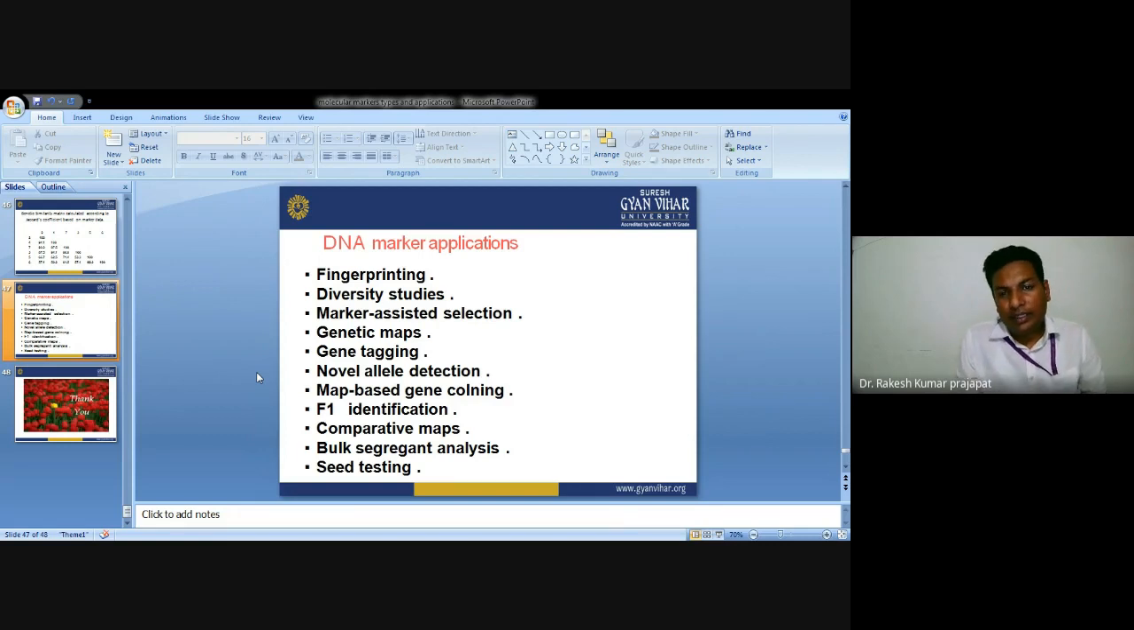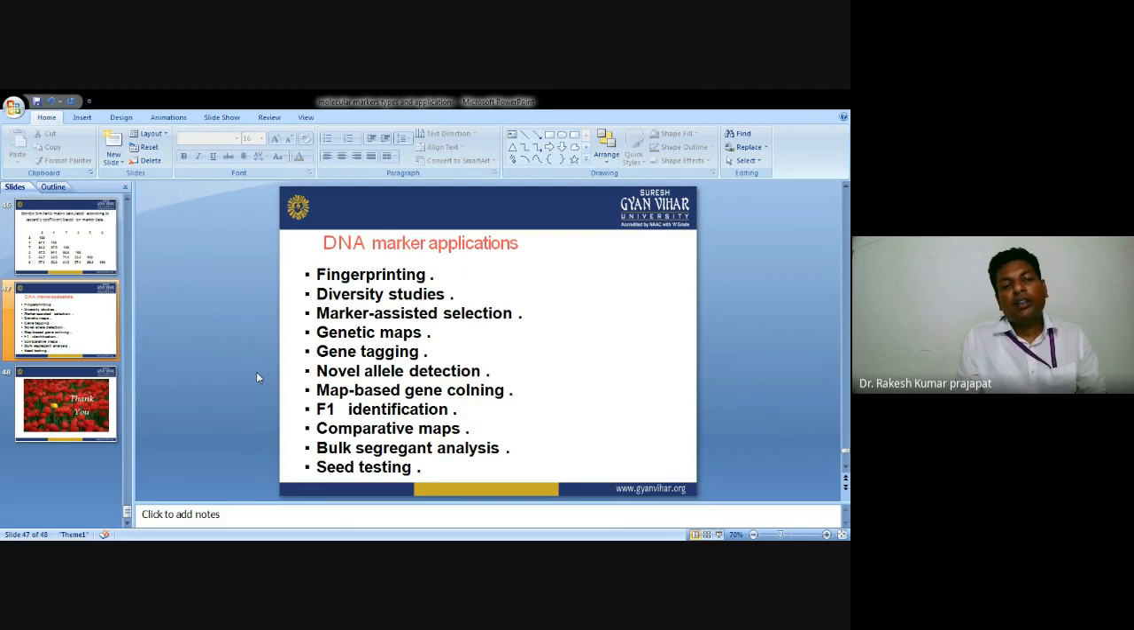There are a lot of DNA marker applications, such as fingerprinting. DNA fingerprinting is generally done with the help of RFLP, and by fingerprinting we can get the DNA profile of different varieties, in parentage and in different criminal cases. Fingerprinting gives a complete DNA profile of a particular variety. Markers are also very useful in diversity studies, where we study the diversity present in different germplasm. For that we can use molecular markers extensively.